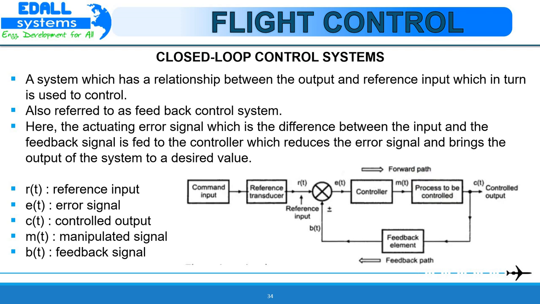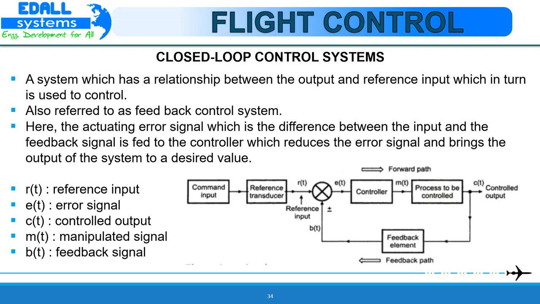This changed input as per requirement is called reference input, which is to be generated by using the reference transducers. The main excitation of the system is called the command input, which is applied to the reference transducer to generate the reference input. Practically, the part of the output which is to be decided by the feedback element is fed back to the reference input.